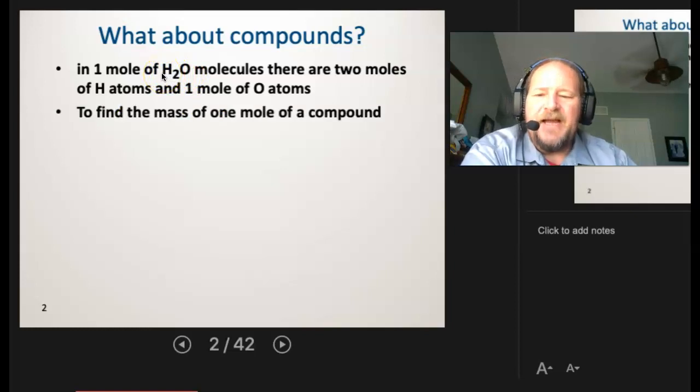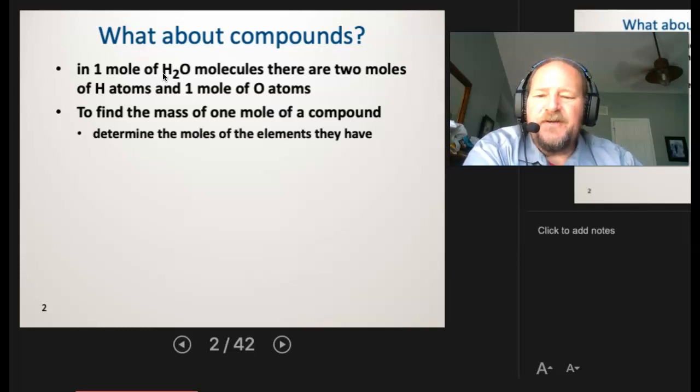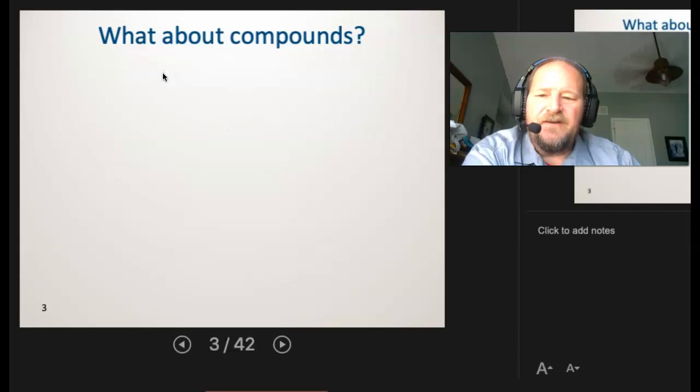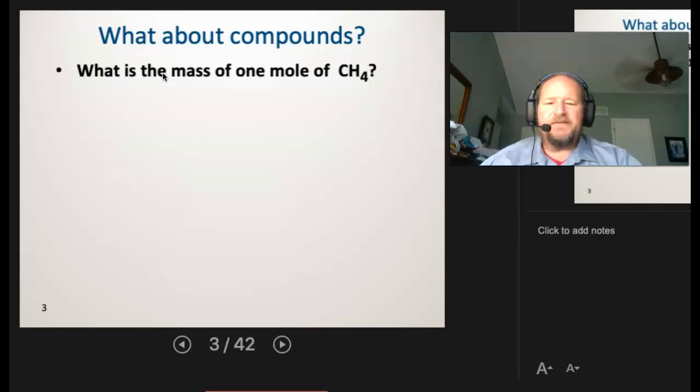So to find the mass of 1 mole of a compound then, what we're going to do is determine the moles of each element. Then from there, we'll figure out how much each of the element would weigh, and then we'll add those elements up. All right, so let's give it a try. What is the mass of 1 mole of CH4?